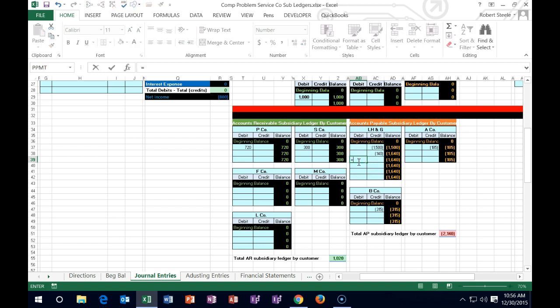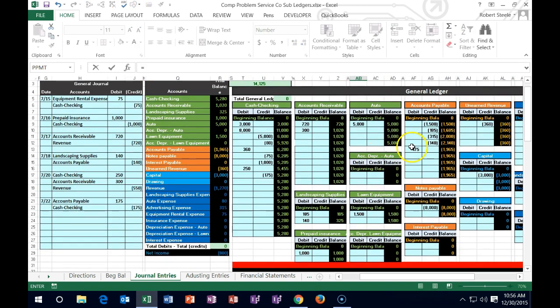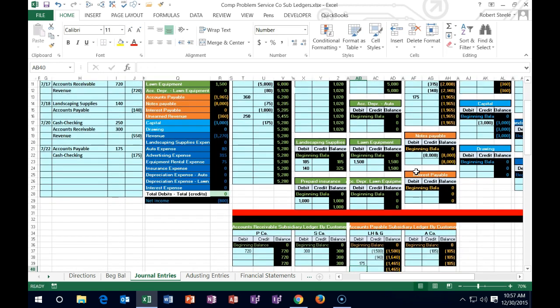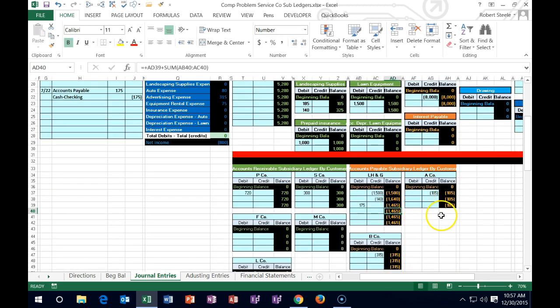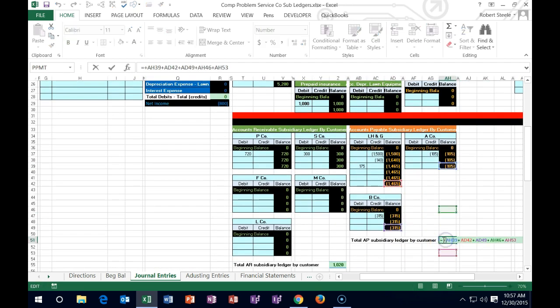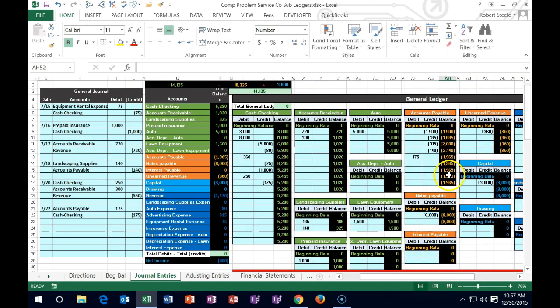So here's our first debit by vendor. In this case, these are vendors. And we're going to point to that 175 and enter. And so now we owe L, H, and G 1,465, and then we owe the A company 185, and so on. And we see that that adds up to 1965, which ties out to the accounts payable on the general ledger and the trial balance, respectively.